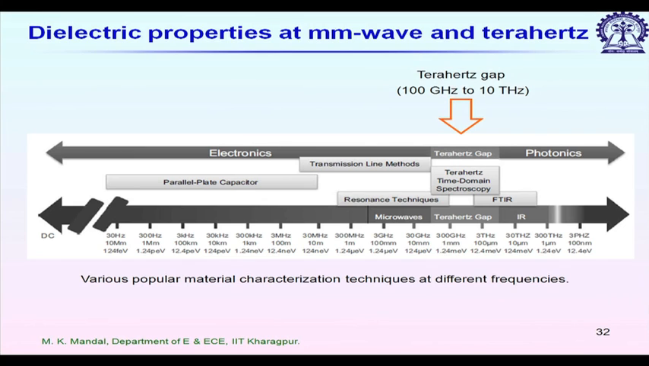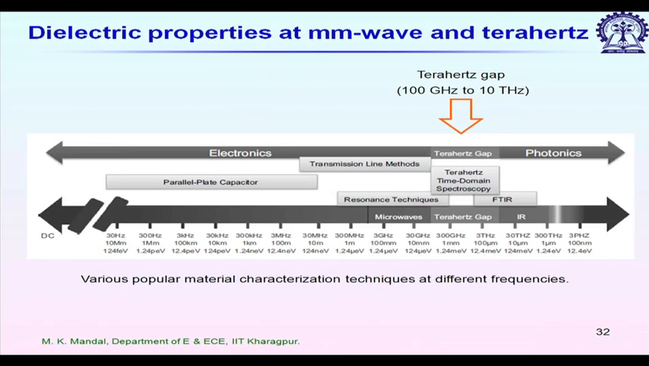Actually, if we further increase the frequency to submillimeter wave or terahertz frequency, this transmission line method or the resonance method is not very accurate. There are some other methods which we use, that is terahertz time domain spectroscopy, but unfortunately it is again not a very accurate method.